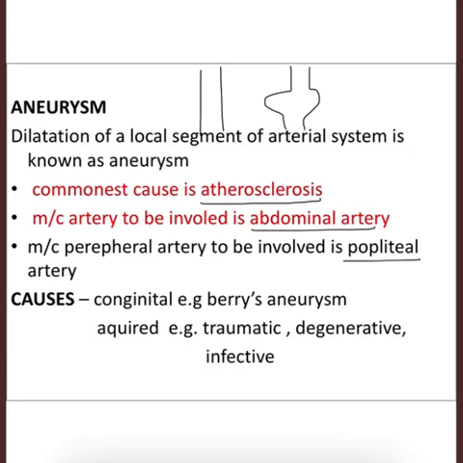Etiology can be congenital like Berry's aneurysm, can be acquired like traumatic, degenerative and infective. Traumatic aneurysm is mostly seen in popliteal aneurysm, otherwise degenerative and infective aneurysm. Because degeneration and infection decrease the quality of the arterial wall, because of the pressure of the blood, the wall gets dilated.